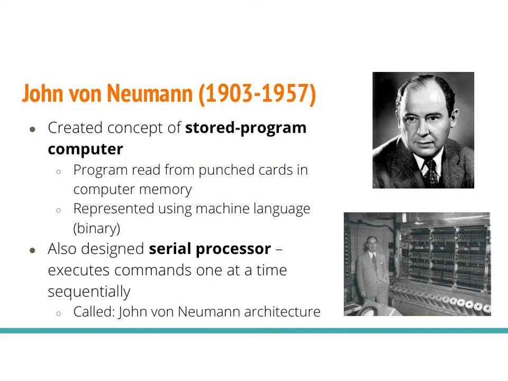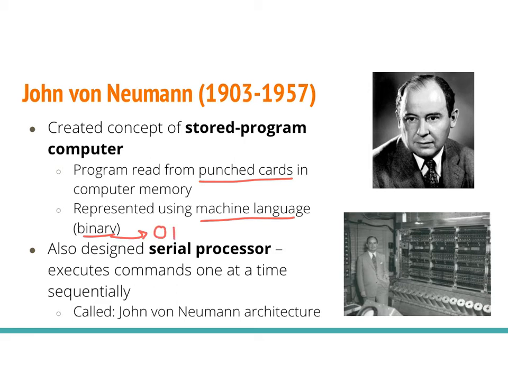Now, at the same time that computing devices were developing, a man by the name of John von Neumann created a new concept for storing a computer program. And essentially what he did was he created a program that was read from punch cards in computer memory. And he represented this using machine language, which is our binary values, which you'll learn consists of ones and zeros.